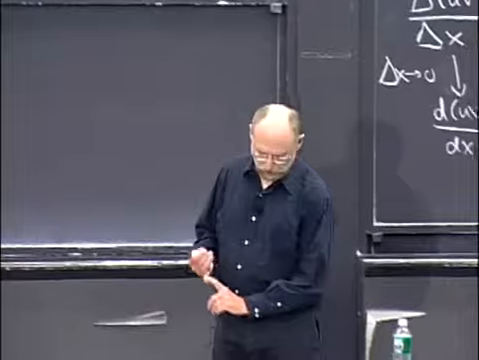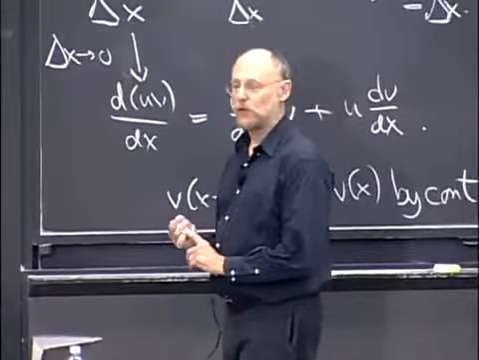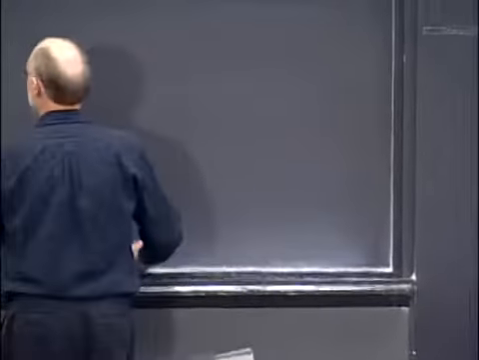Okay, so we've done two rules. I've talked about the product rule and the quotient rule. What's next? Let's do the chain rule. So this is a composition rule.